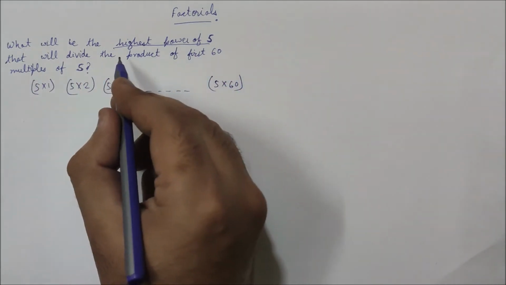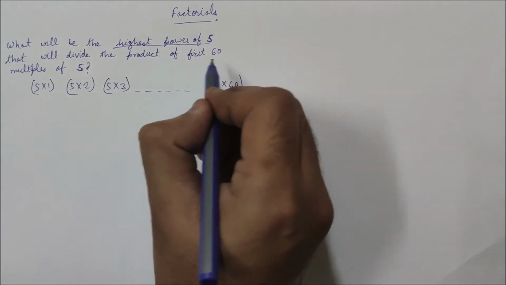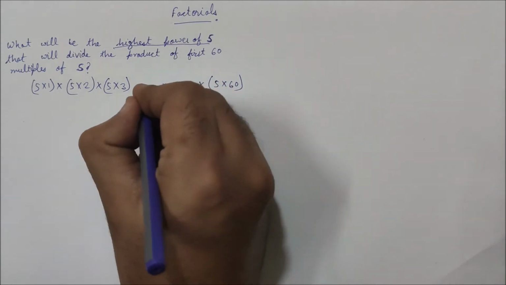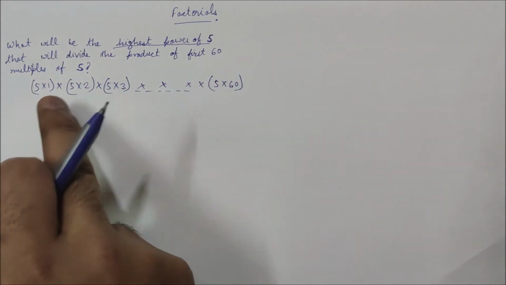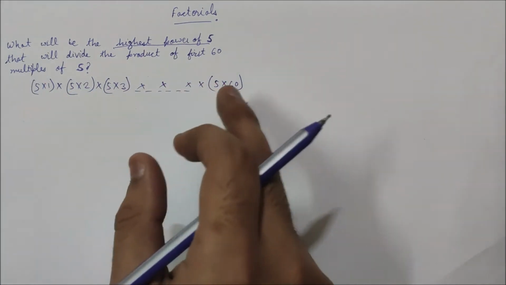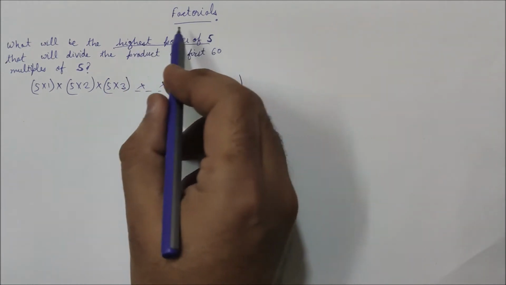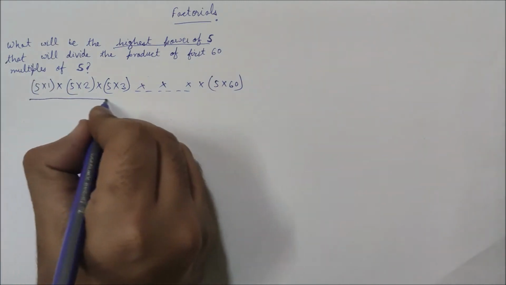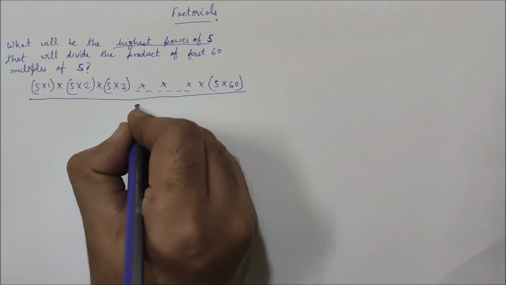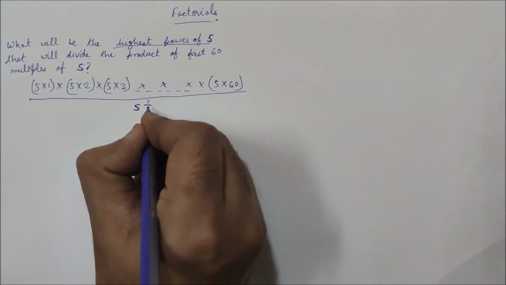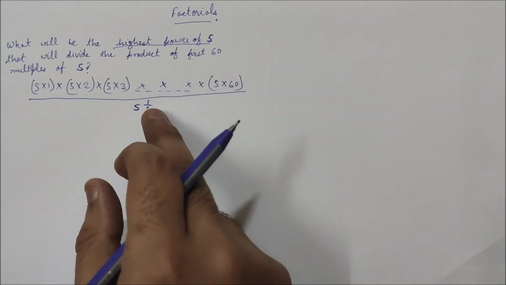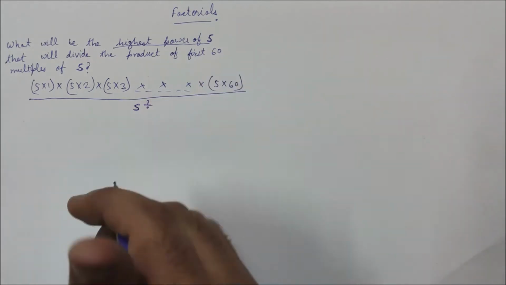And we need to take the product of the first 60. So we are talking about multiplication. So we are multiplying the first 60 multiples of 5, and then we need to calculate the highest power of 5 in this expression. So if we divide it by 5, what would be the highest power? This is our question. We need to calculate the highest power of 5 in this expression.